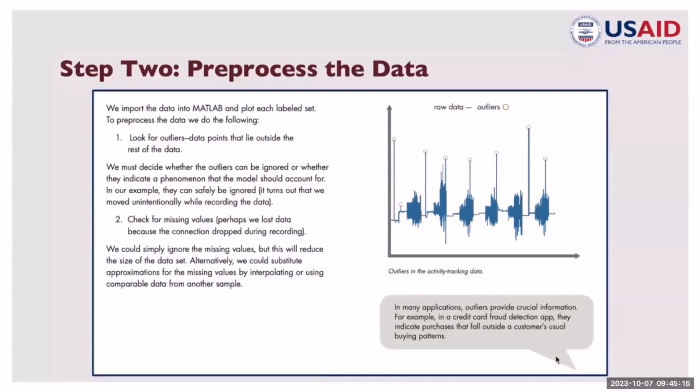The second step is to check for missing values. Missing values can happen if there is an error in sensor data collection, perhaps lost data due to a connection dropped during recording. We could simply ignore the missing values, but this will reduce the size of the data set. Alternatively, we could substitute an approximation for the missing values. We call it interpolation, or using comparable data from another sample. Another term we use is data imputation.